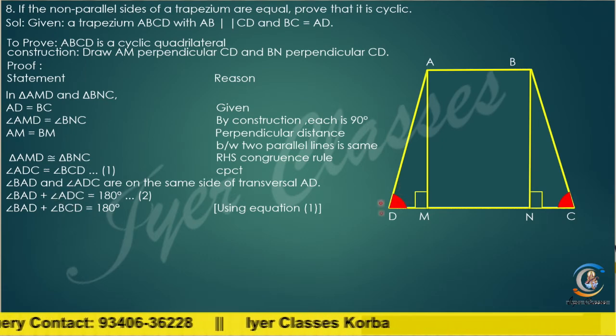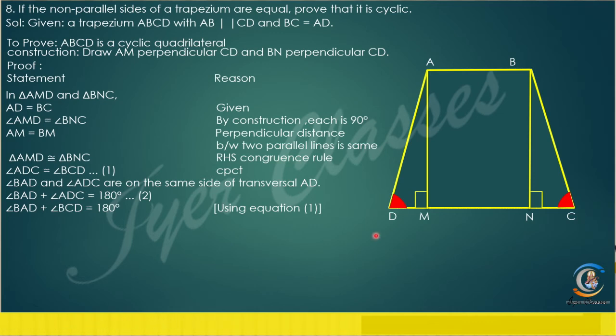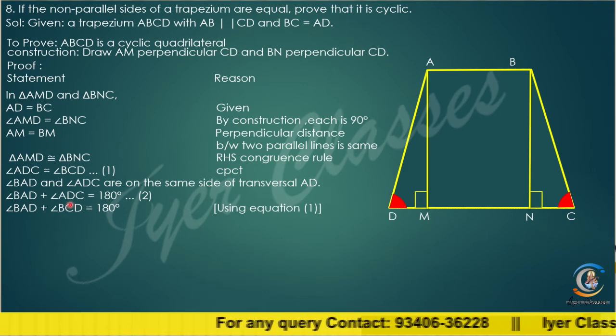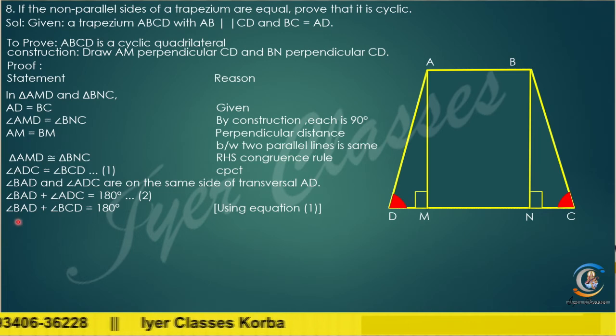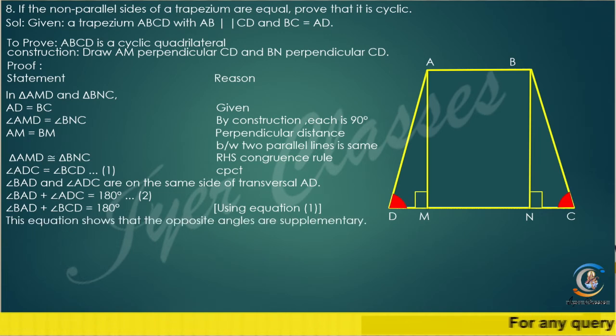Okay, now instead of ADC, where is ADC? This one, ADC, I can always write it as BCD because they both are equal. We have already proved it, right? Now write BCD in place of ADC, right? And then what do you get? Angle BAD plus angle BCD is equal to 180.